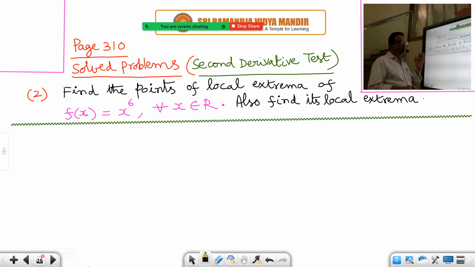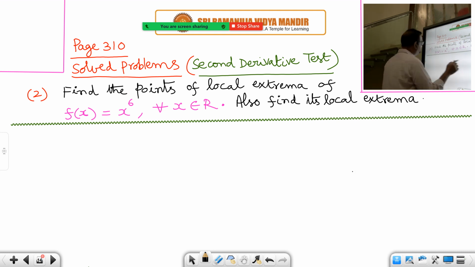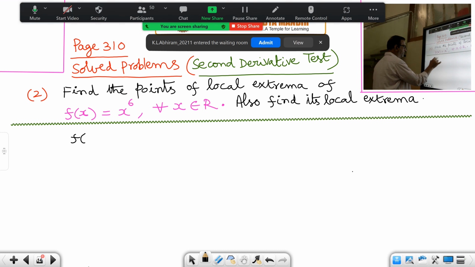So first I ask the students, are you able to hear my voice clearly? Yes, sir. Okay. Now let us start solving the problem. f of x is equal to x power 6.